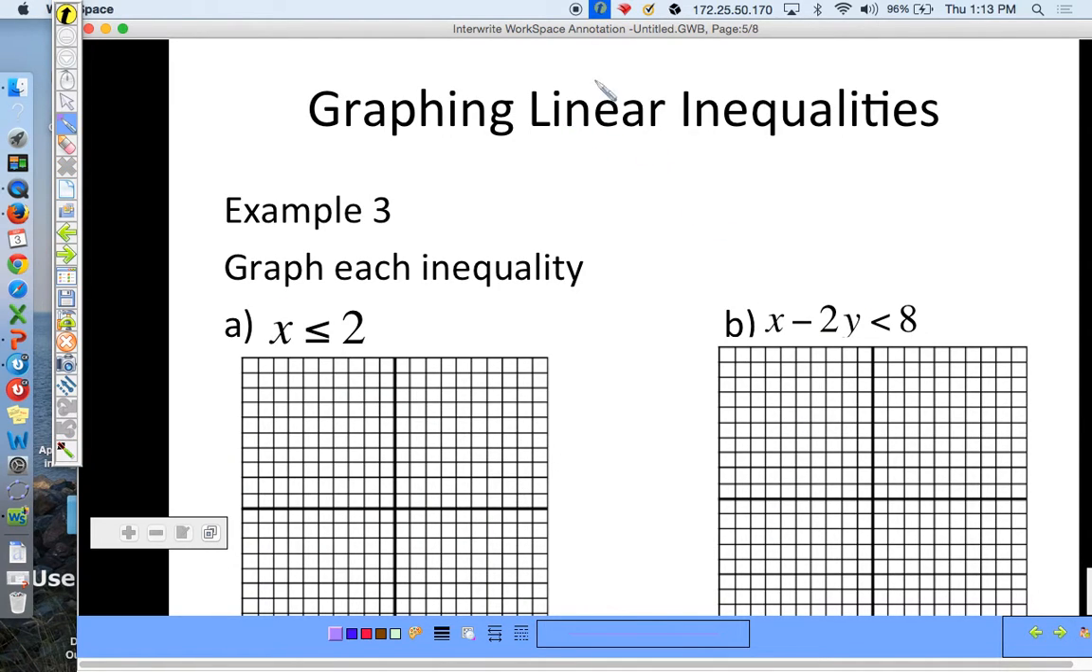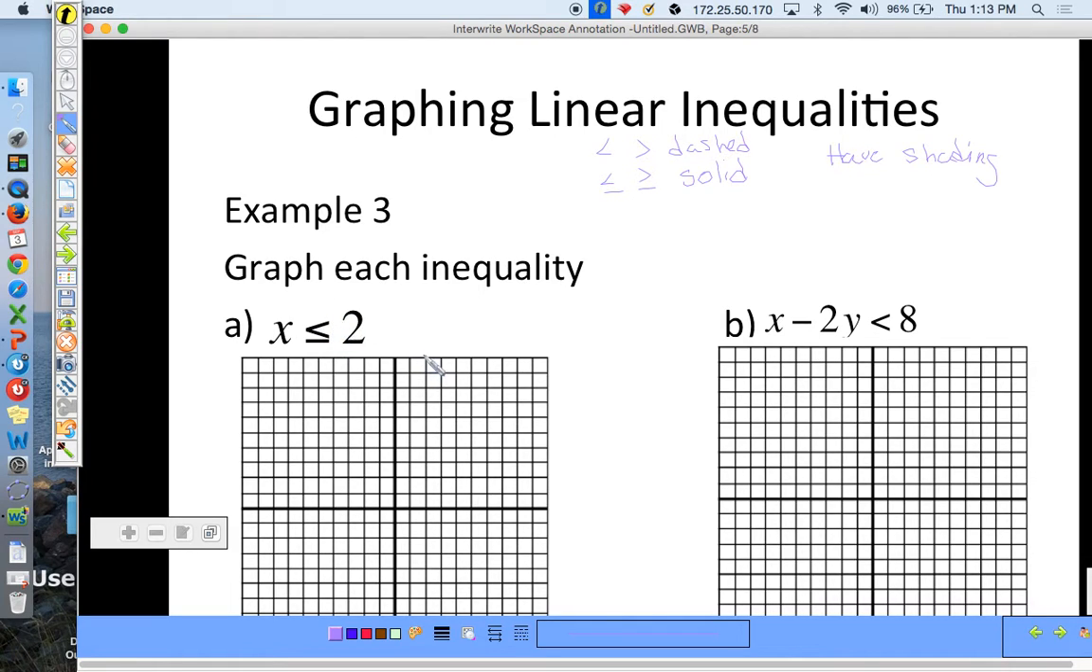Now, linear inequalities. If you guys remember, these are inequality symbols, and this one makes a dashed line, and this one makes a solid line. So we either have dashed or solid, but we have shading as well. So those symbols mean we have to do a little bit extra. So we graph it just like the equation.